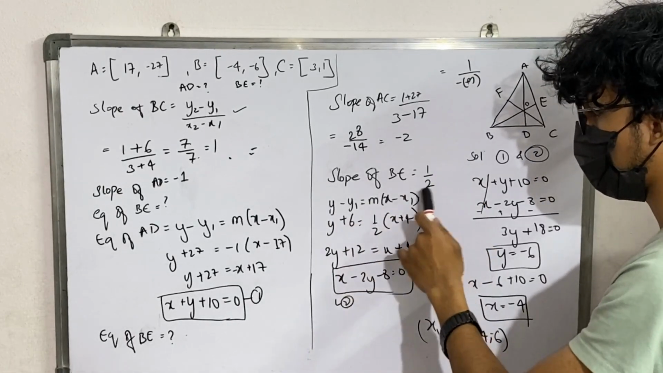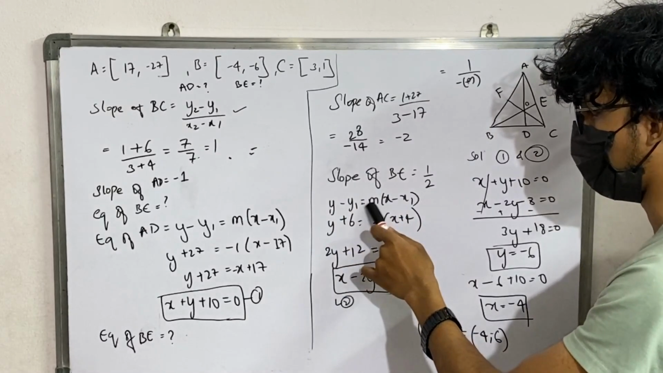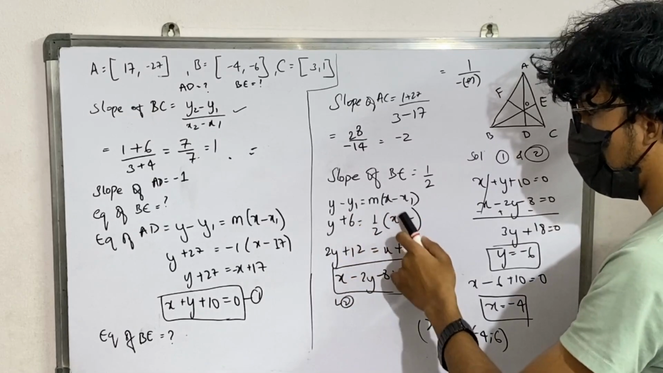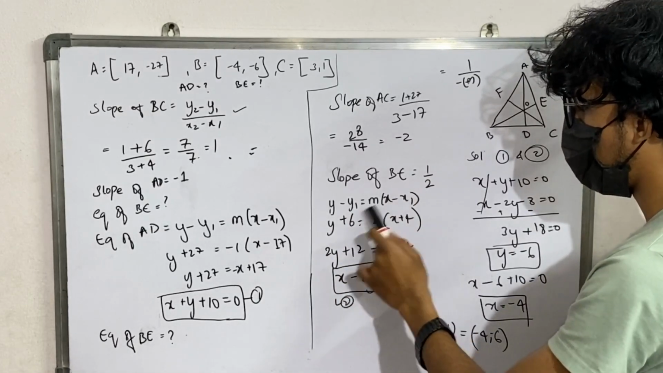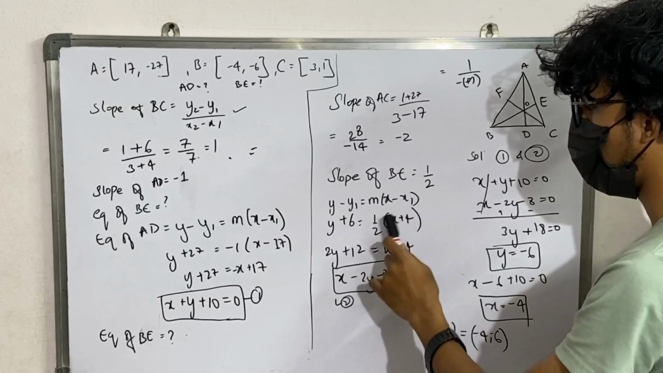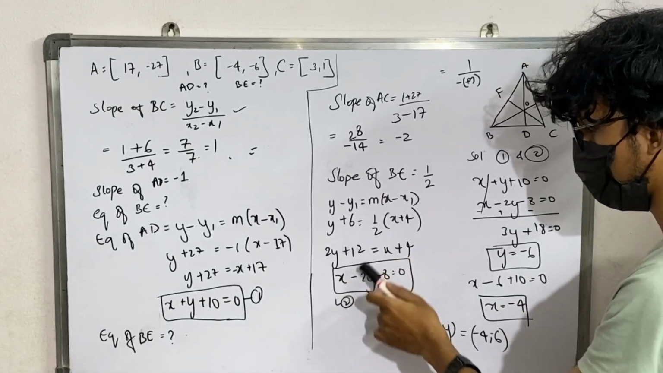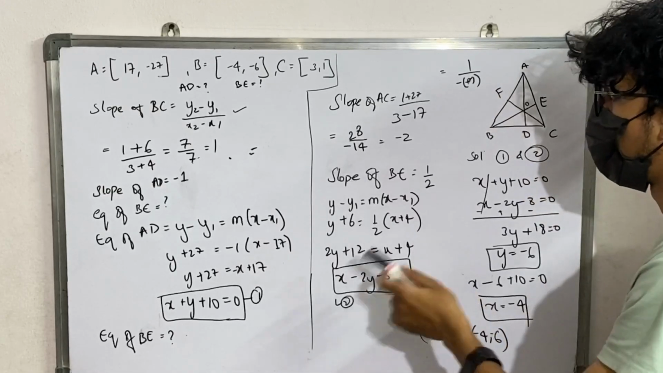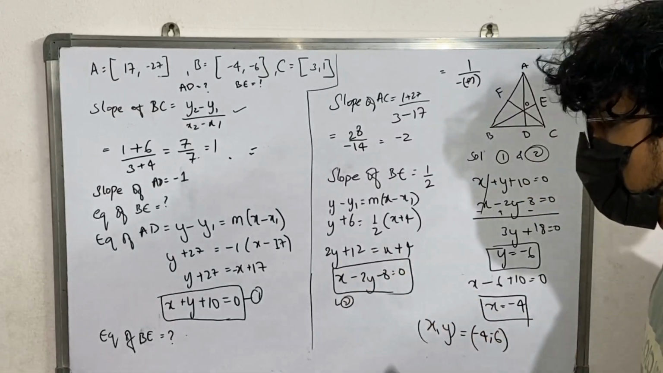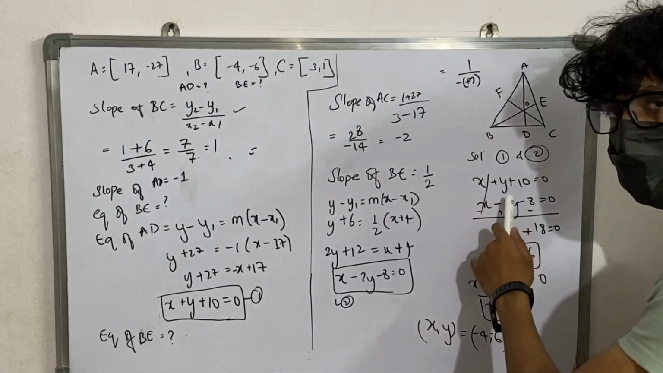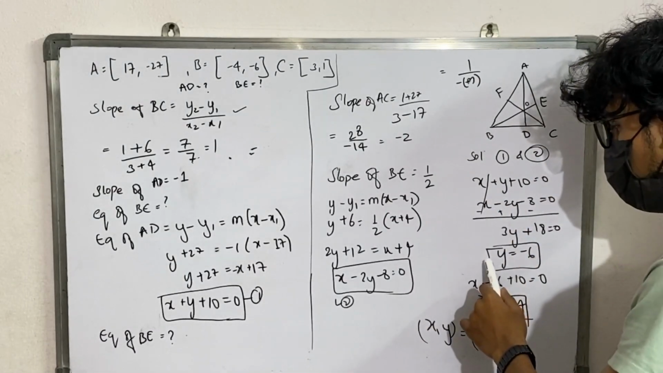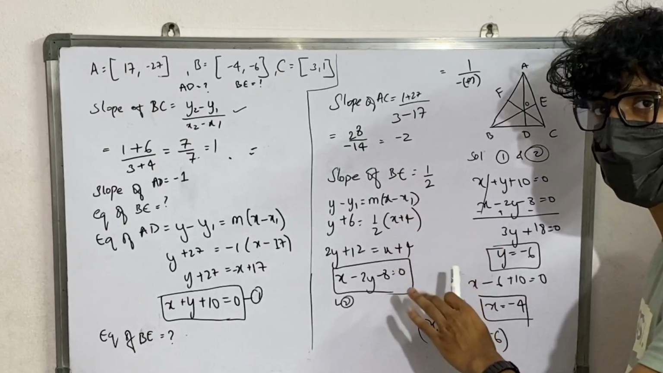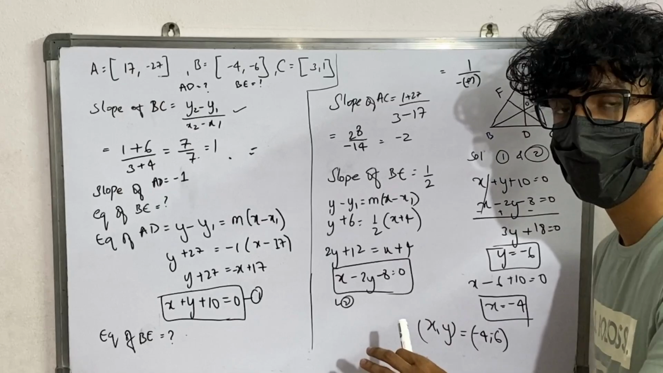So after that, we need to substitute here the formula of m, y minus y1 is equal to m(x minus x1). Then here, by substituting the values of B, x1 and y1, we get the equation as this. After solving, x minus 2y minus 8 is equal to 0. After getting these two equations, we need to solve 1 and 2. By using the elimination method or substitution method, we can solve this. I am using here the elimination method.